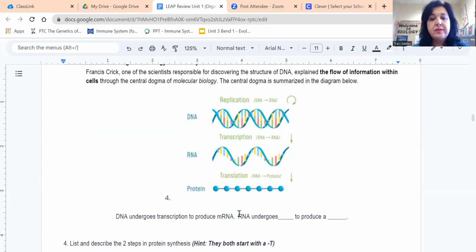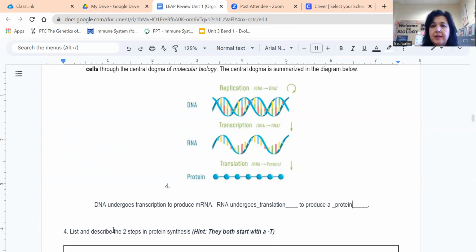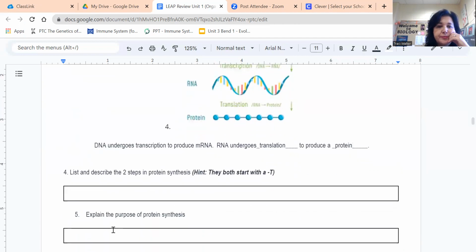And then the RNA undergoes translation to produce a protein. Okay, so that's the whole process summed up in just a few words. DNA undergoes transcription to produce messenger RNA. RNA undergoes translation to produce a protein. That is protein synthesis. Okay, so let's look at it a little more in depth.